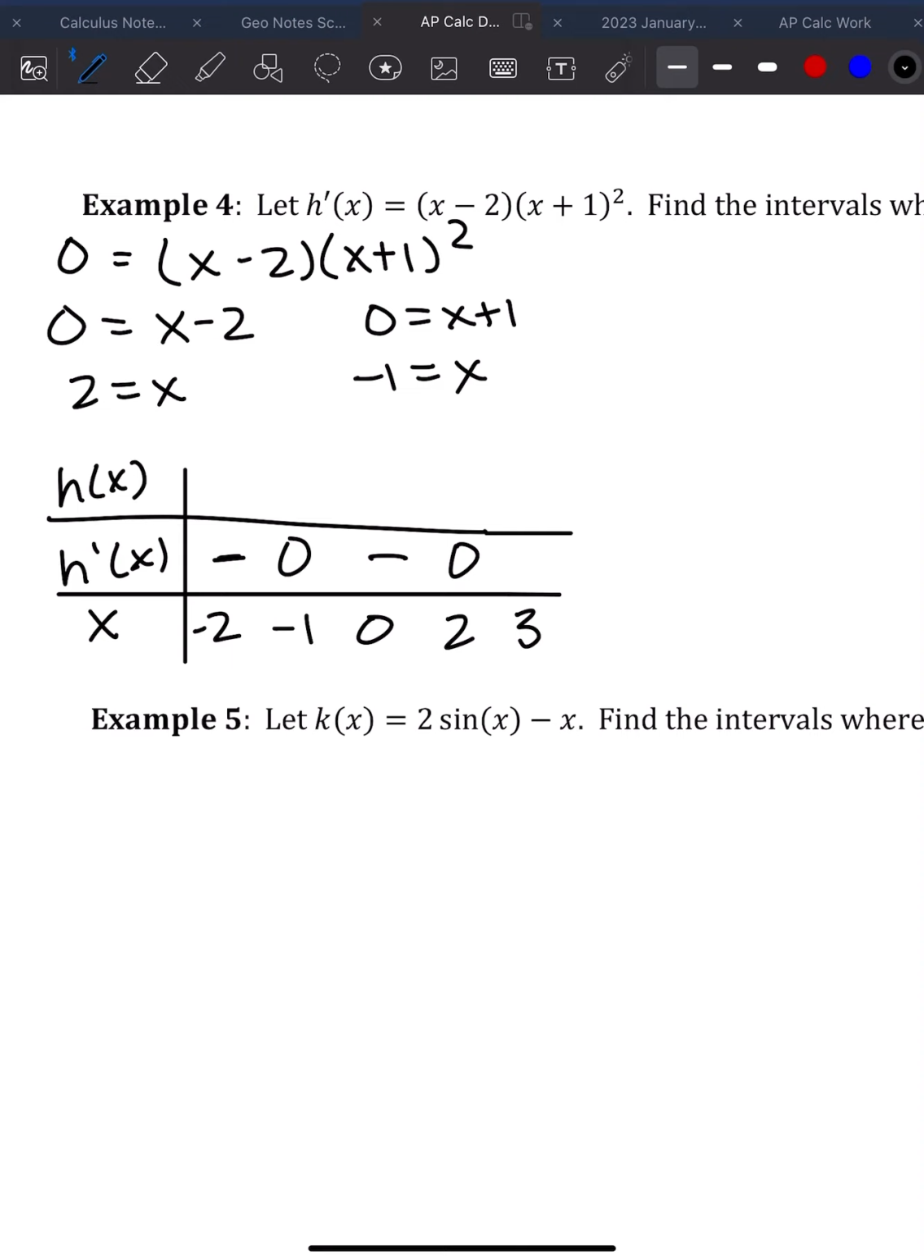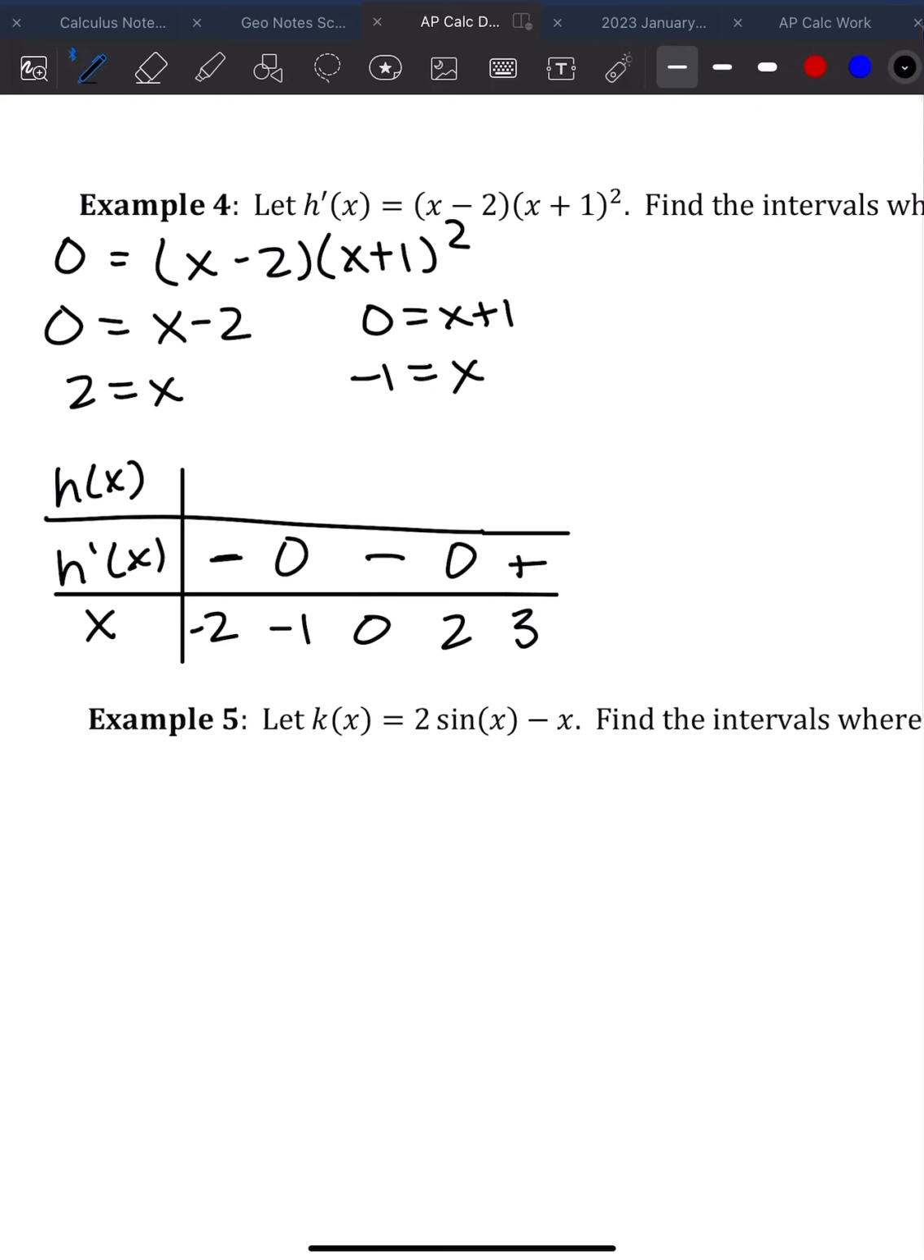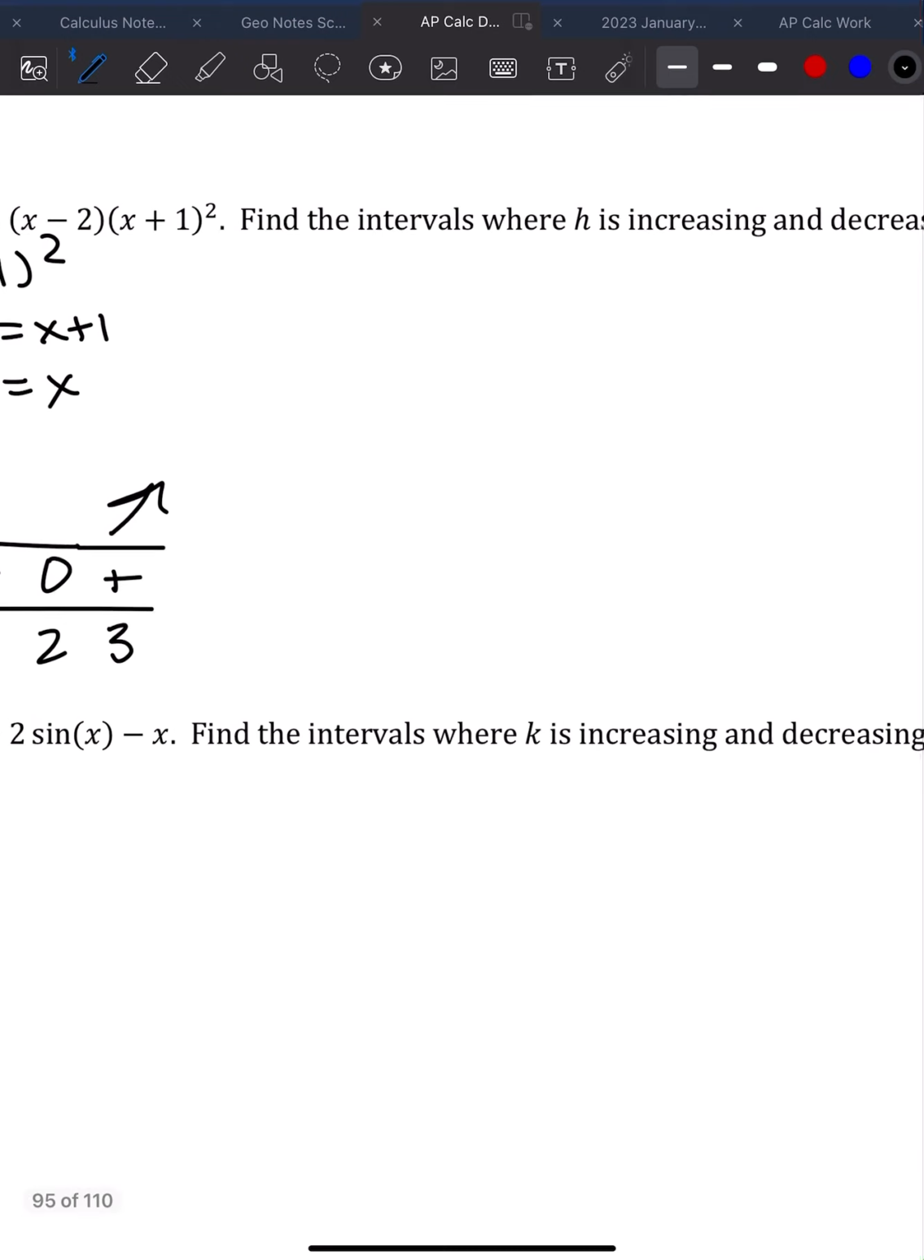At 3, we have 3 minus 2, which gives us a positive, 3 plus 1, which is a positive, so we have a positive times a positive to give us a positive value. So I am decreasing, I flatten out for a second, I'm decreasing again, and then we change to increasing. So we are going to be decreasing when we are less than 2, and increasing when we are greater than 2.